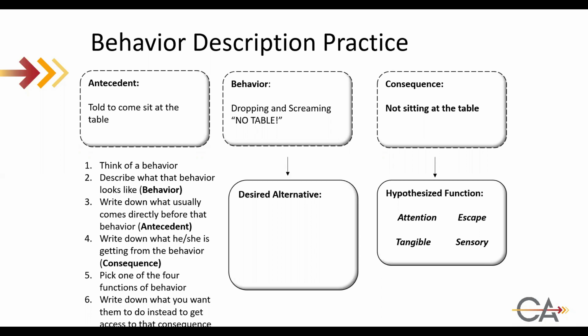So when we're hypothesizing a function, here it could be escape or tangible. We don't know because he was playing with his toy. We don't know if he wants to continue playing with his toy or he doesn't want to sit at the table. So we have a hypothesized function of one of these two. And maybe in this case, when we're looking at what we want him to do instead, when we're told to come to the table, what we really want him to do is either start bargaining, like say, "Hey, can I have 2 more minutes?" Or "2 more minutes, please?" Or just get up and come to the table. So those are our desired alternatives: bargaining or just compliance.